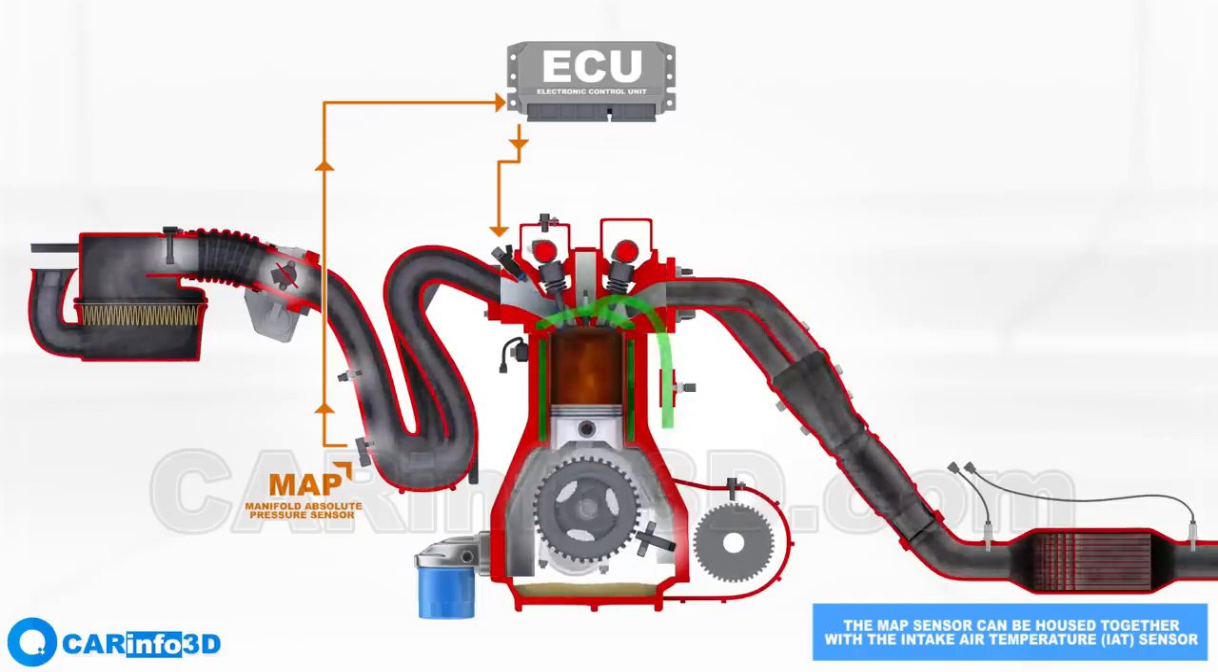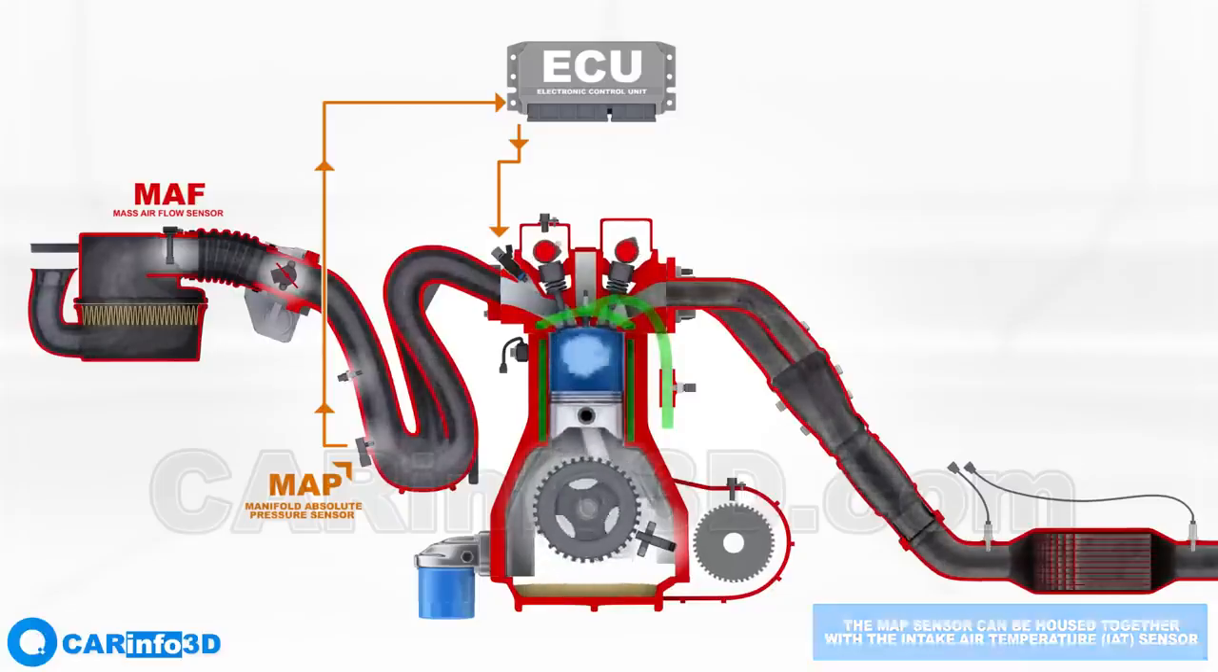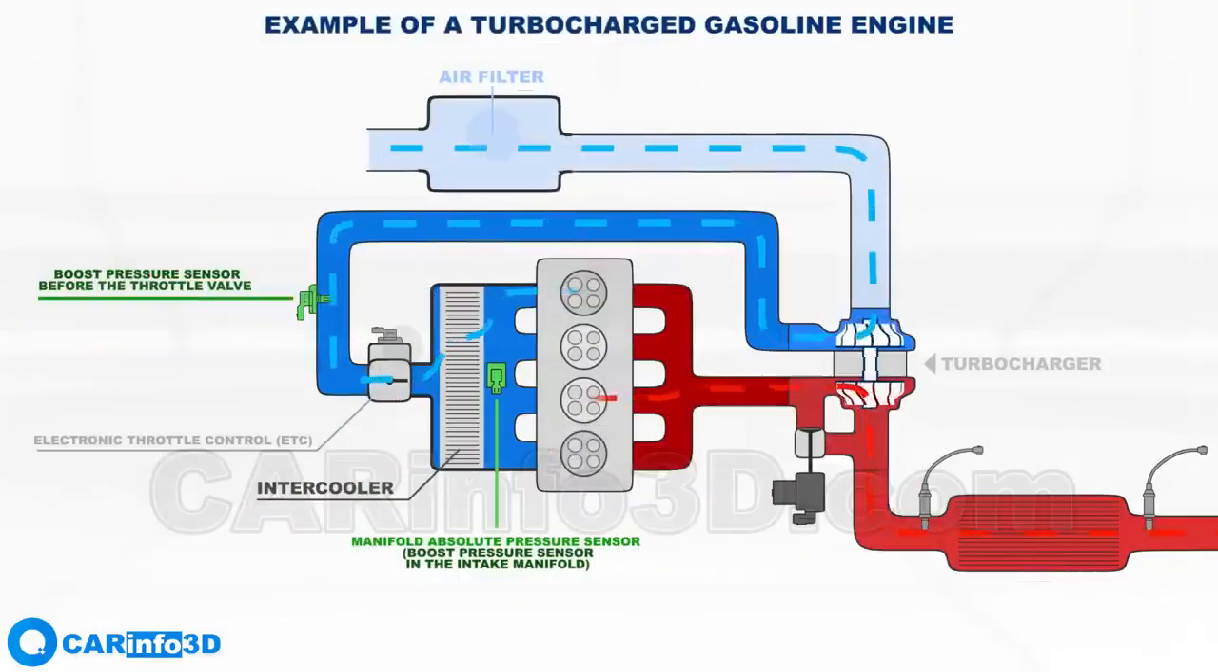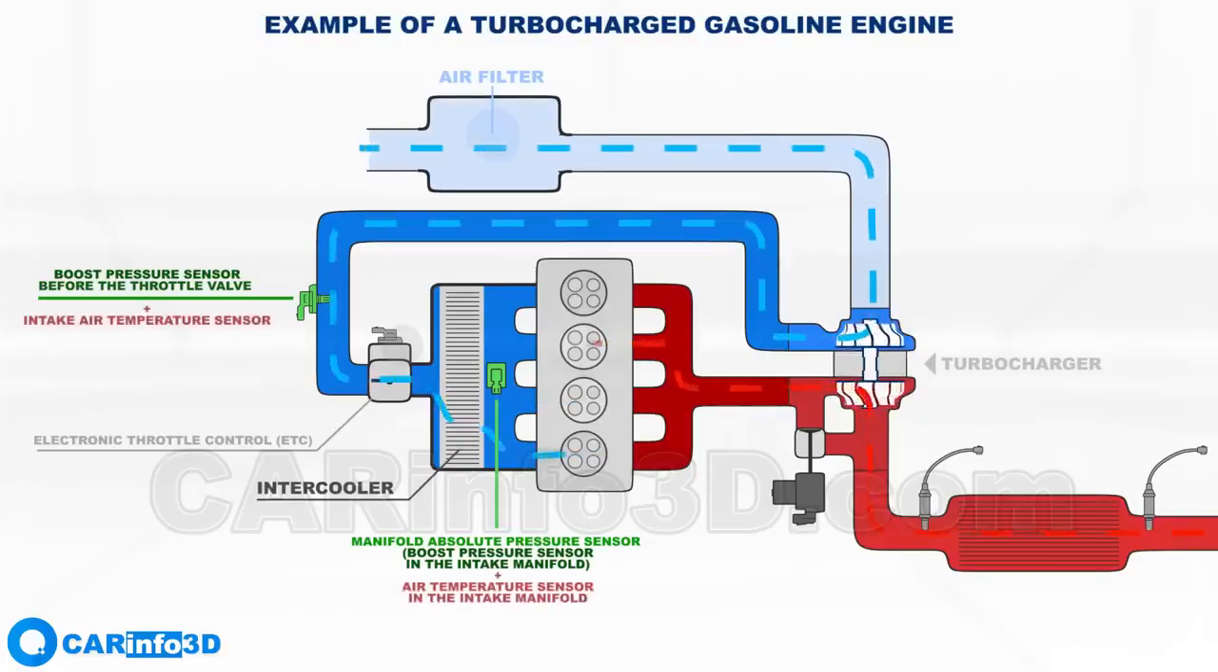Functionally, this sensor can replace or supplement the mass airflow sensor, providing the ECU with more precise airflow data. This sensor is ideal for measuring airflow and pressure in turbocharged engines, which may have multiple such sensors in the intake manifold and other locations. It is often combined with an intake air temperature sensor.